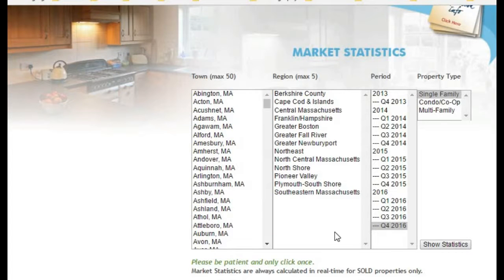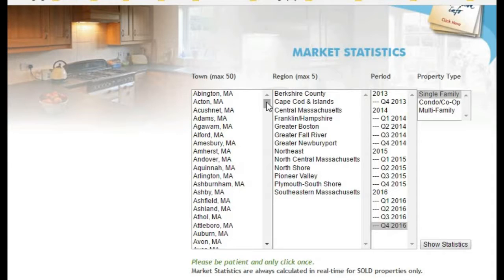And finally, MLSPIN provides market statistics reports. They're always calculated online in real time for sold properties only. It does provide some useful data, but the only thing that it provides that is useful for us is the average number of days on market for properties sold in a given price range. It doesn't separate it out by property type, or it does actually initially for single-family homes, condos, and multifamily homes.